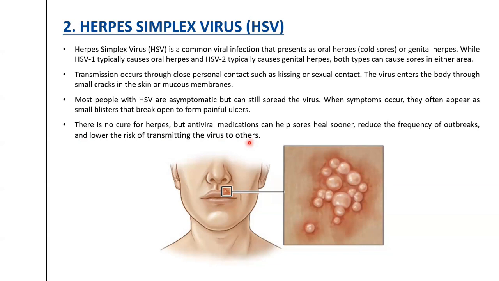So in the case of herpes, antiviral medications are also available that are used to treat these sores, and they help to recover from this virus very early. And these medications can also reduce the virus shedding from the person's body, so it is not transmitted to the next person.